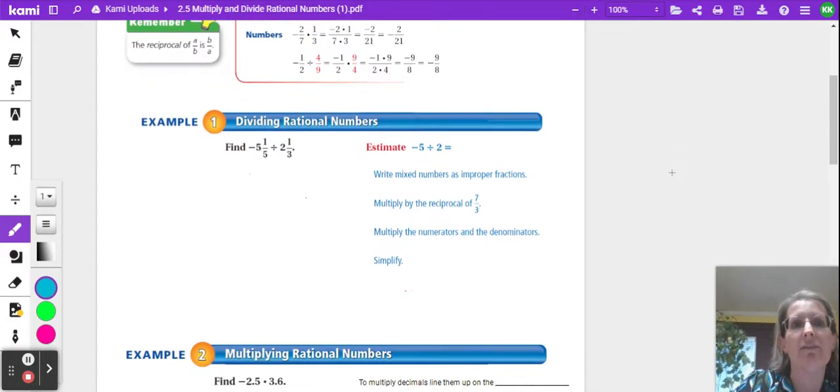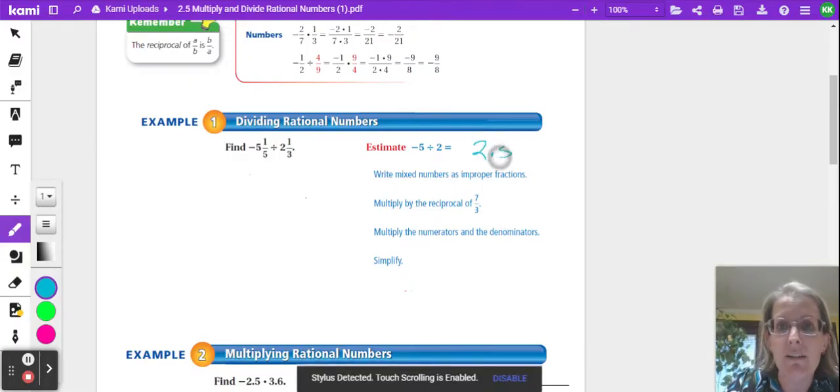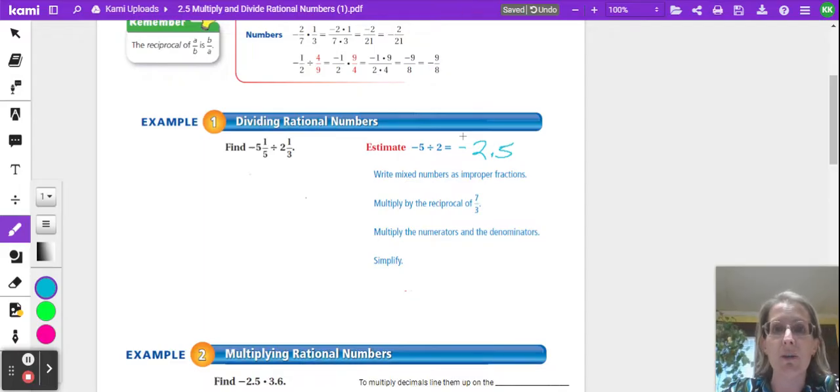So our first example, negative 5 1/5 divided by 2 1/3. We should estimate to make sure the answer that we get is reasonable. So negative 5 1/5 is close to negative 5, and 2 1/3 is close to 2. And 5 divided by 2 is 2.5, and a negative divided by a positive is a negative. So our answer should be somewhere around negative 2.5.